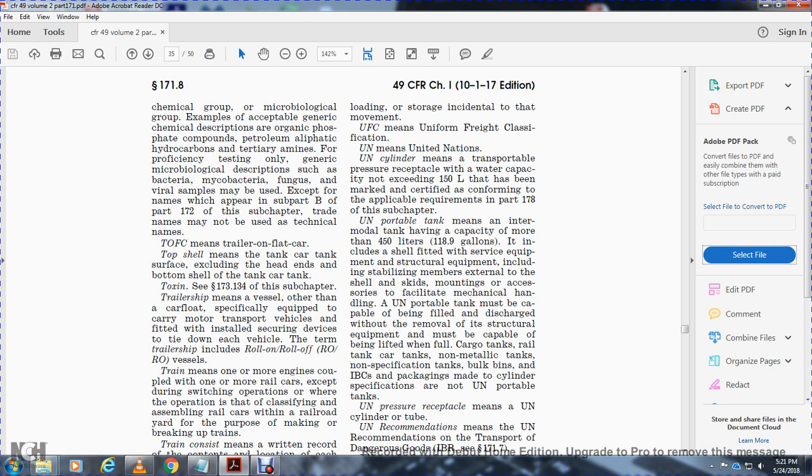UN portable tank means an intermodal tank having a capacity of more than 118.9 gallons, with strength of equipment and structural equipment including stabilization members, external fittings, and mounting accessories for the facility.